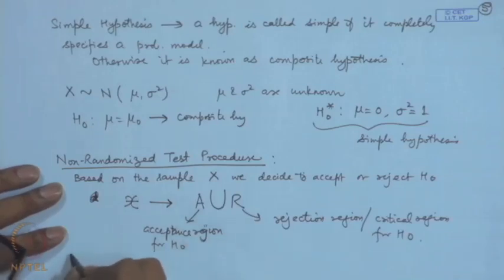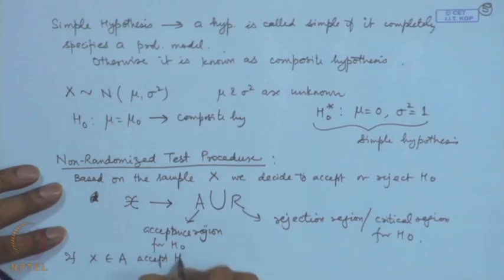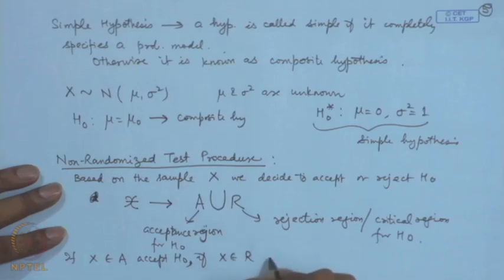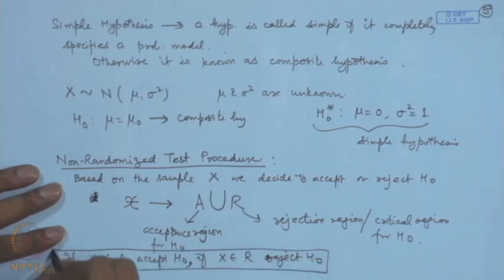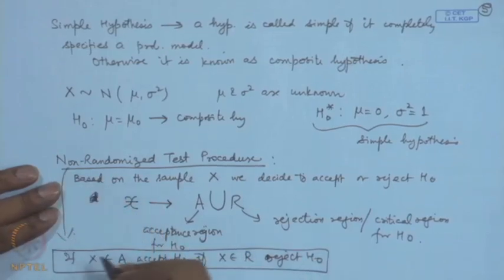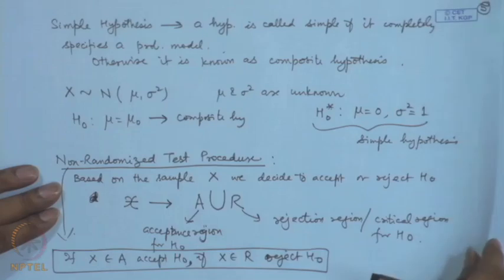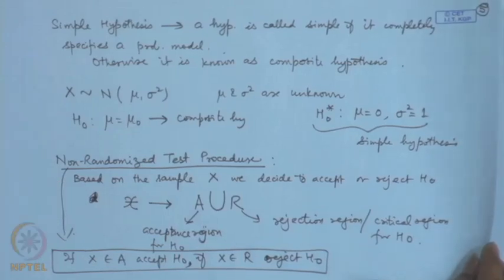That means a non-randomized test procedure is like this: if x belongs to A, then you accept h naught. If x belongs to R, we reject h naught. So, this is a non-randomized test procedure. Let me explain through one or two examples here.